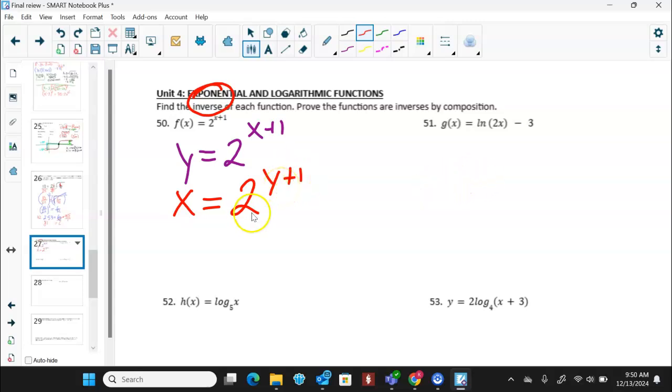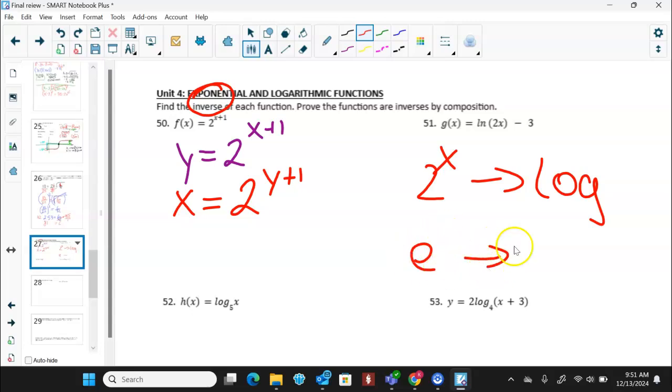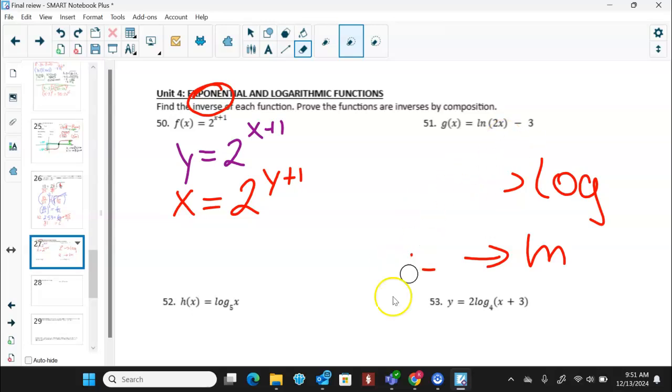Now, exponential, which is like 2 to the x or whatever, the inverse is a log. So anytime you have an exponential, you're going to end up with the word log. If you start with the word log, you're going to end up with exponential. If you start with an e, you're going to have a natural log, which is ln, Larry, Nancy. Anytime you have an ln, you're going to end with an e. They're inverses of each other, okay?